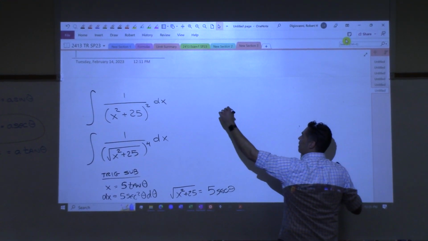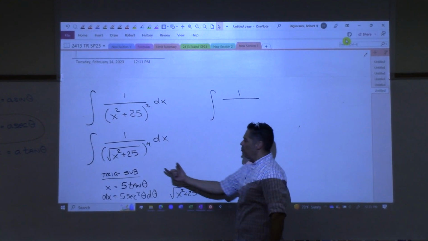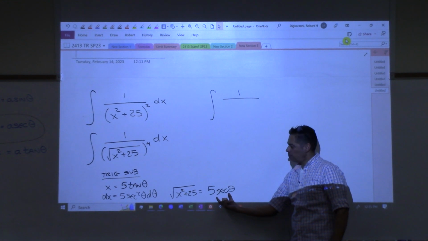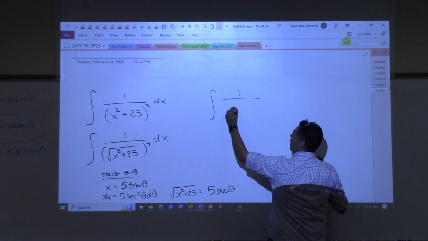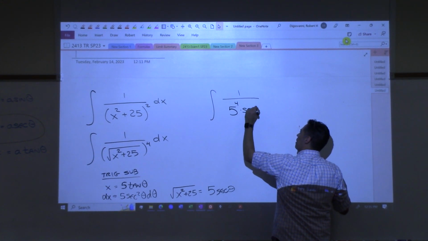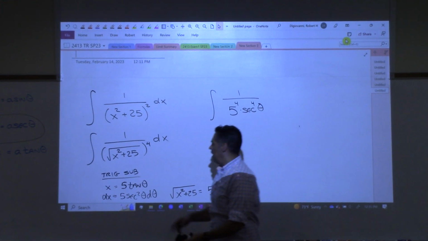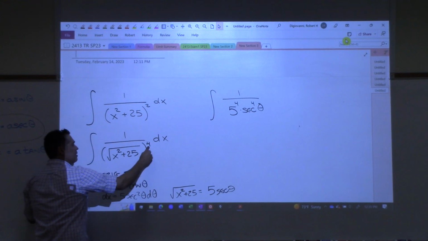So my new integral becomes 1 over the square root of all this, right? The square root right there is this thing, raised to the 4th power. So I'm going to write it this way. The 5 gets raised to the 4th, and the secant theta gets raised to the 4th. So that's me taking this, which is that, raising it to the 4th, which is that.